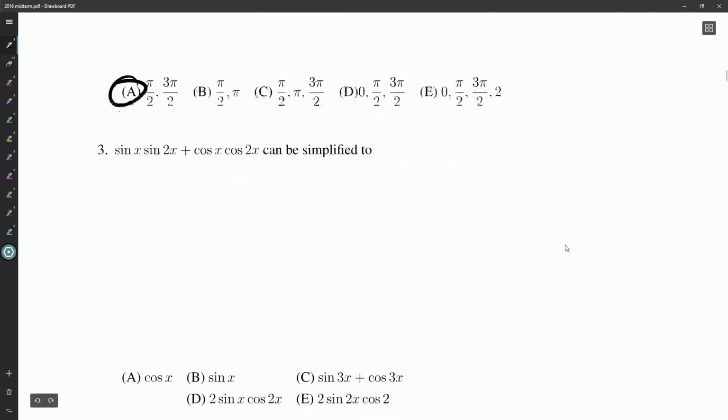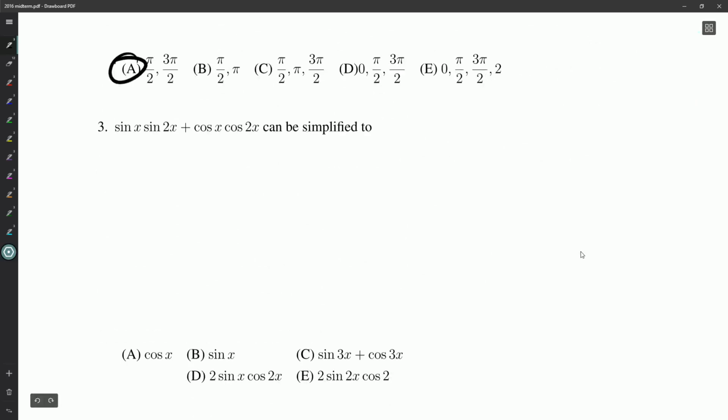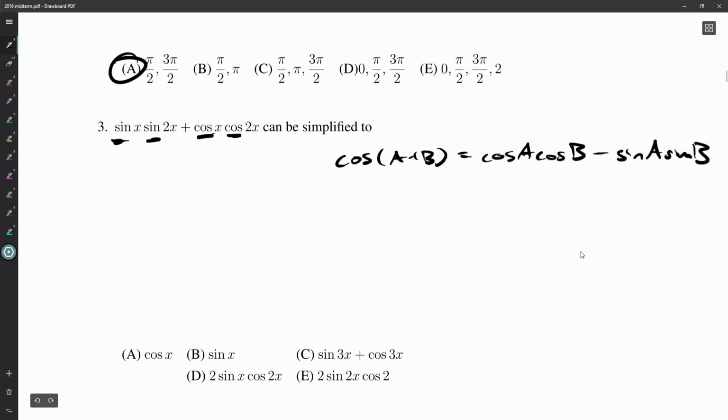All right, what else? Okay, so 3. Sine x cos 2x plus cos x sine 2x can be simplified to. So I'll look at these expressions down here. All right, so there's a lot going on there. Now, I've got 2 coses, 2 sines. Where else have I seen that before? Well, we might remember cos A plus B is cos A cos B minus sine A sine B. So this kind of looks similar to what we've got over here, except we have a minus sign here. But if this were true, we'd have something like 2x here plus an x here, and that'd be cos 3x. Well, I don't see cos 3x anywhere.